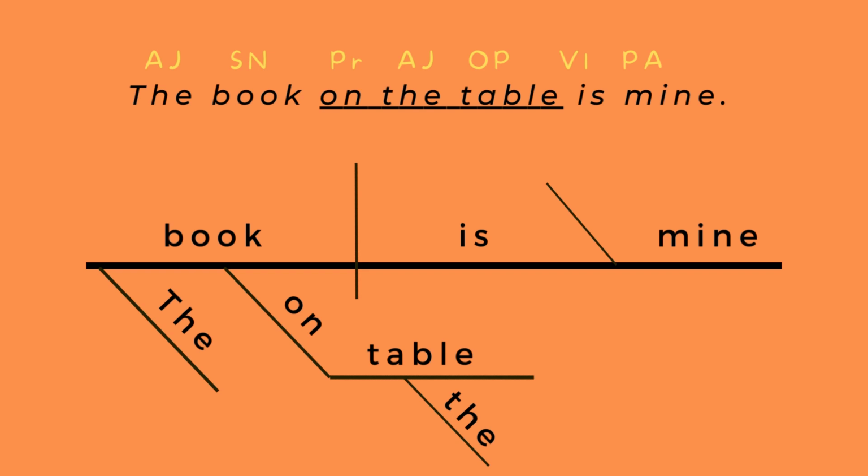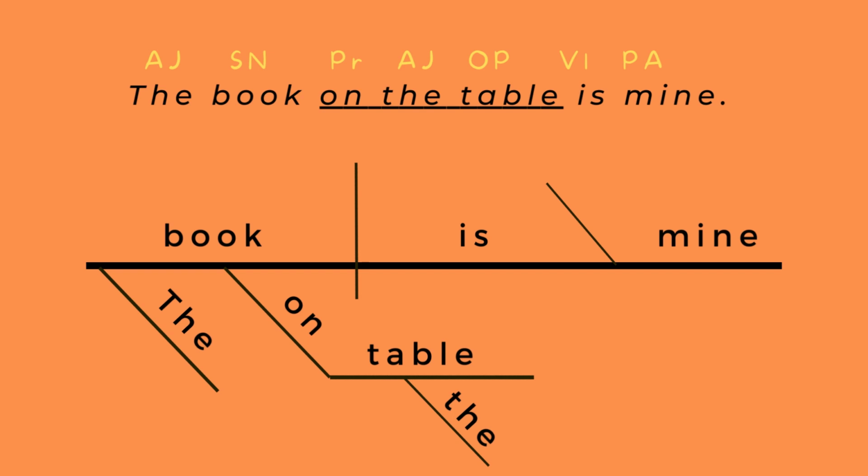And for our preposition, again, we do our little diagonal line. We write our preposition on, then we extend the line out to keep those two connected. That's our object of the preposition, table. And then we had a modifier describing what table? The table. So then we're going to do our little diagonal line and place our adjective, our modifier, the. And now you have labeled and diagrammed another sentence.